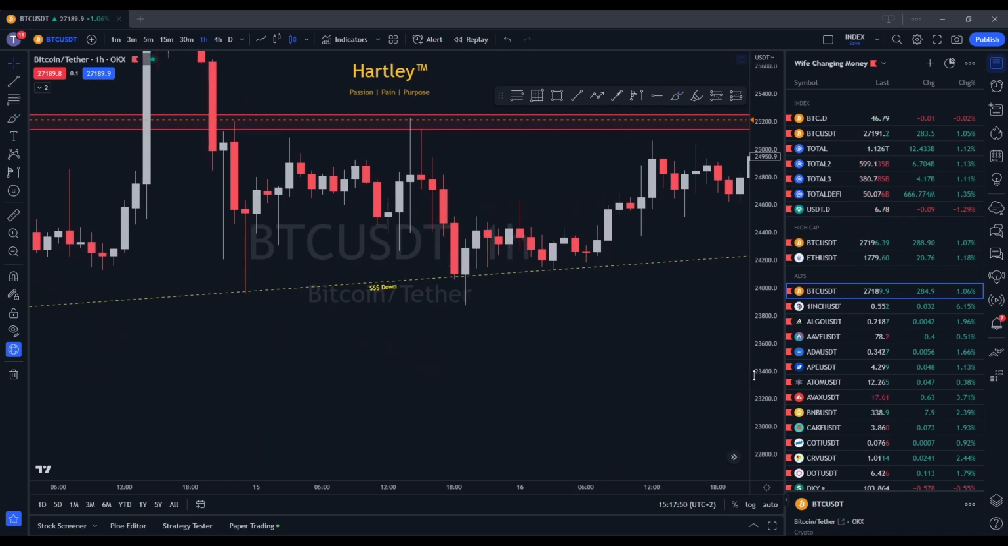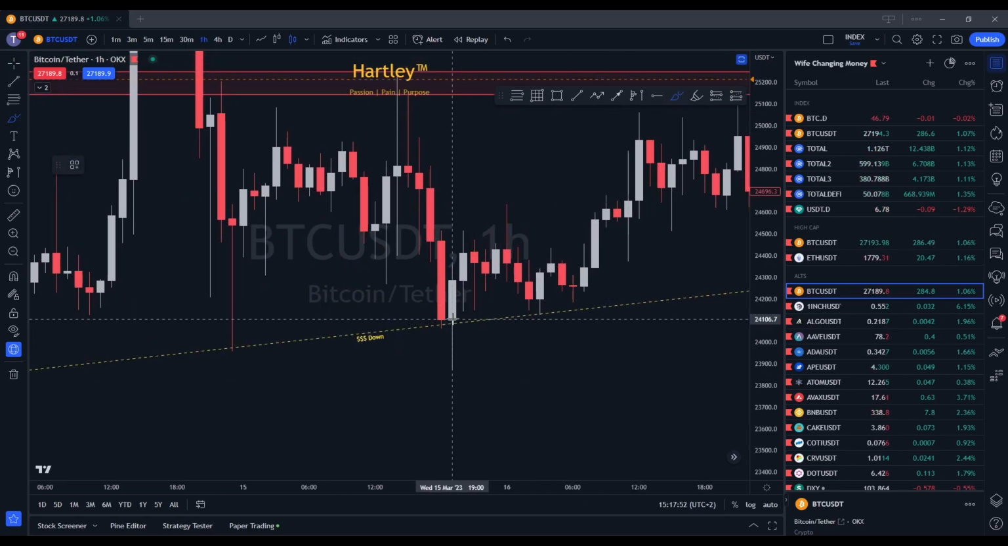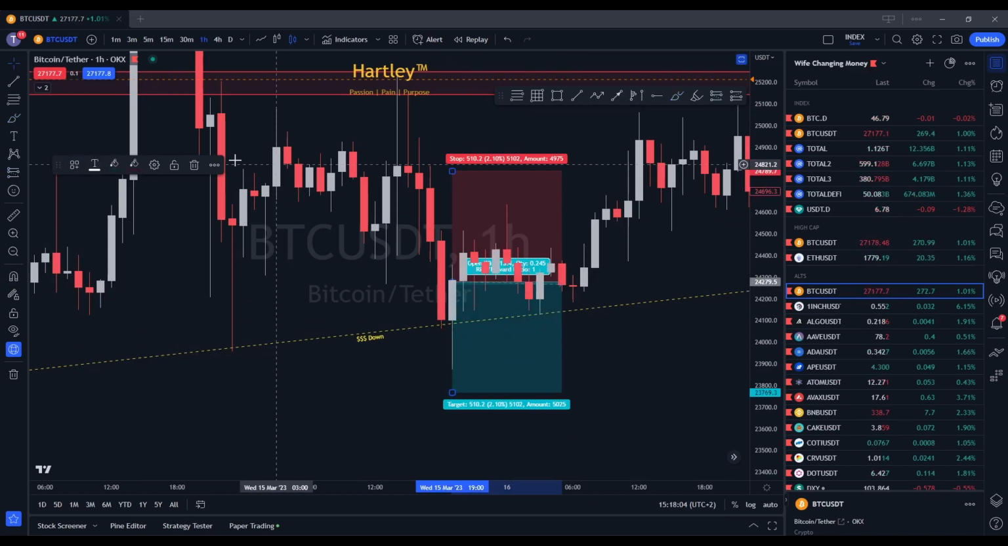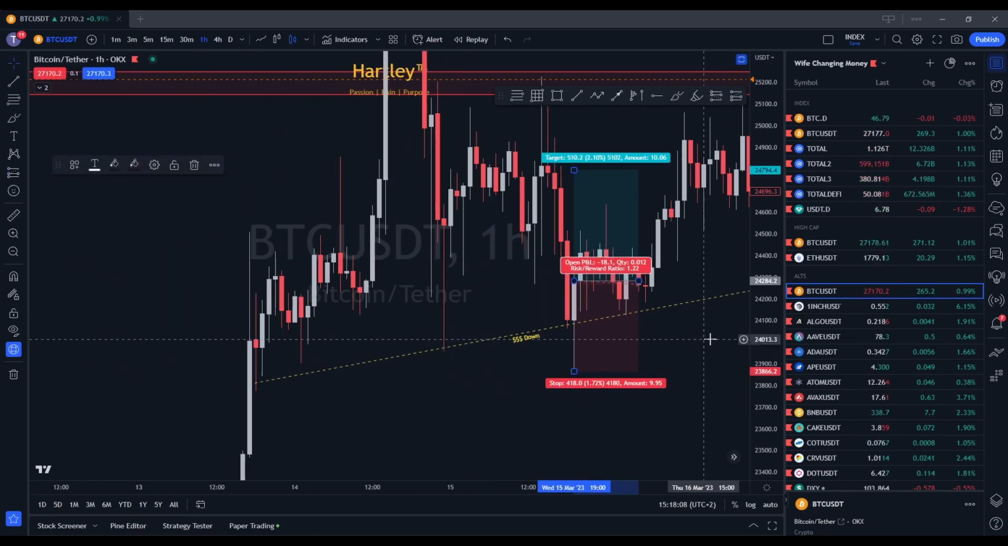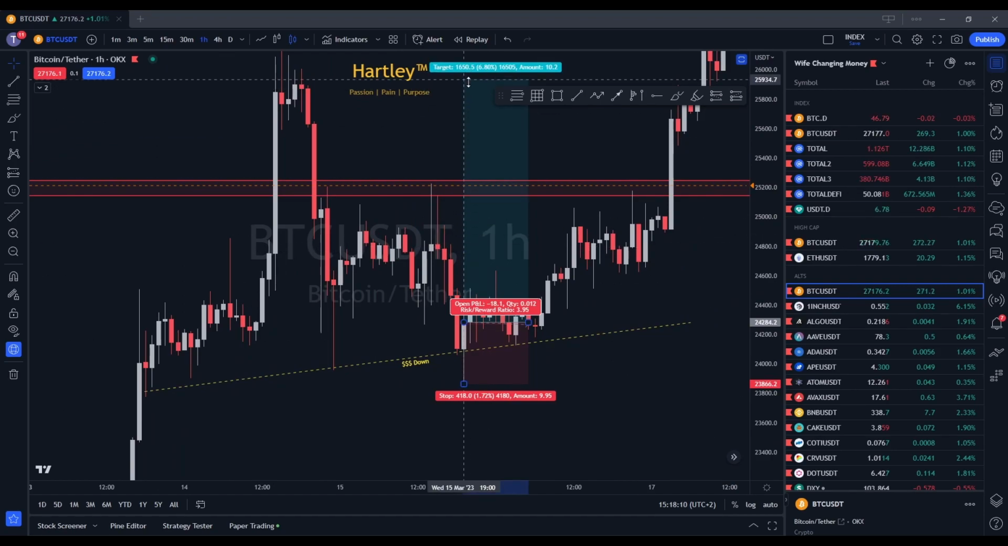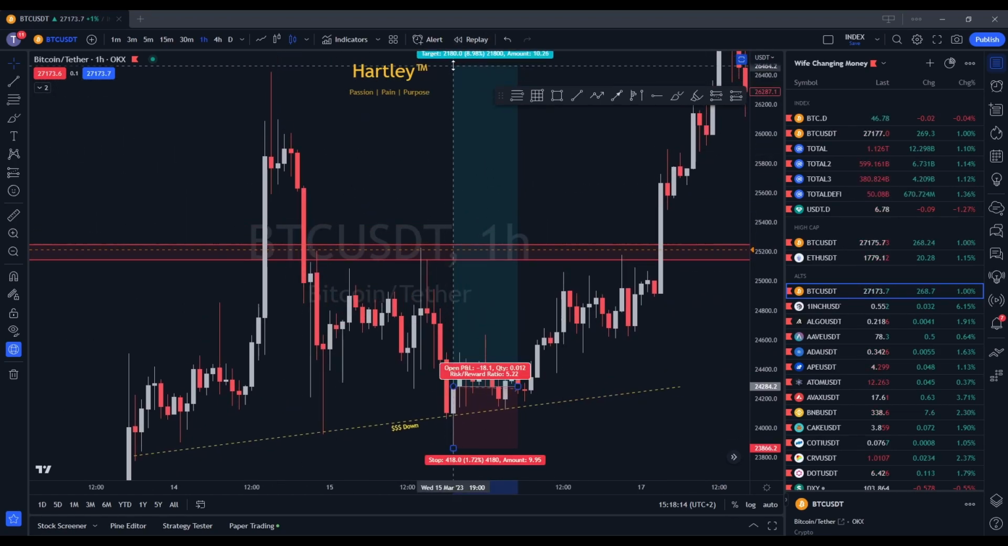This wick over here is telling me that the sellers tried to take control and sell the market to the downside, but then the buyers stepped into the market and closed it above the trend line. And that right there could be an indication for a nice buy opportunity. Boom, I don't know where you want to TP, TP the next high or the previous high, like that, and boom.